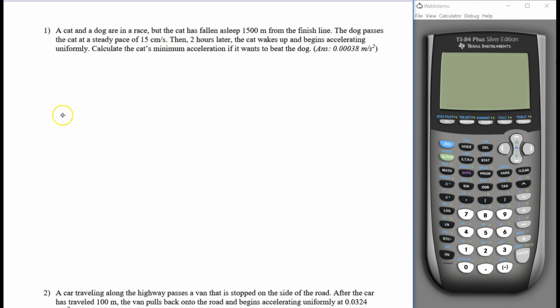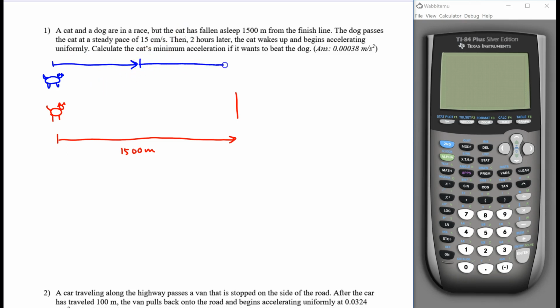So I've read the problem. I'm not going to go through it, but there's a cat here. It's asleep, at rest. And it's 1,500 meters from the finish line. A dog passes the cat. And so here's the dog. And then the dog goes on its own for 2 hours. So it doesn't cross, but it makes some distance here. That's 2 hours worth of distance for the dog. Now the dog's not done. It still has to finish up the race.